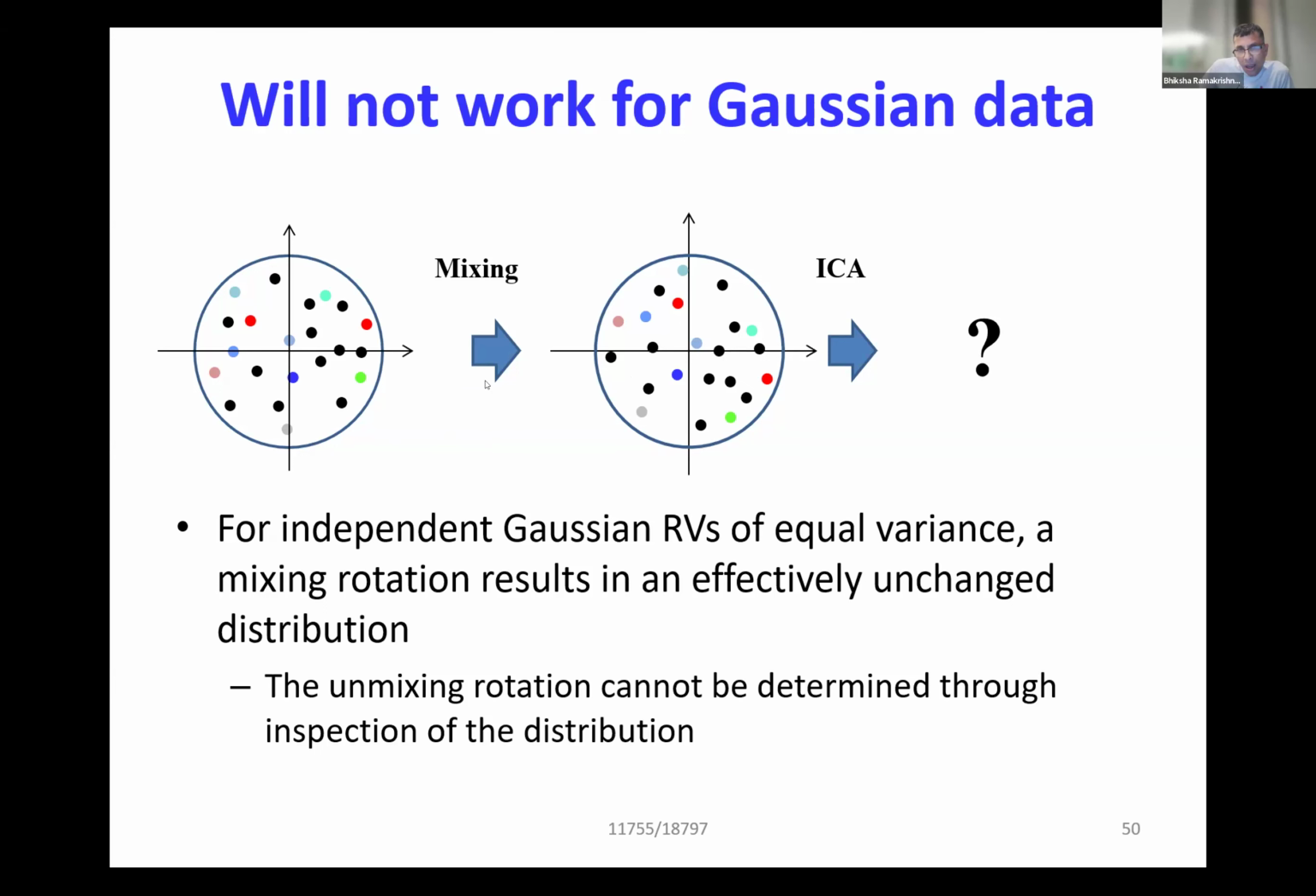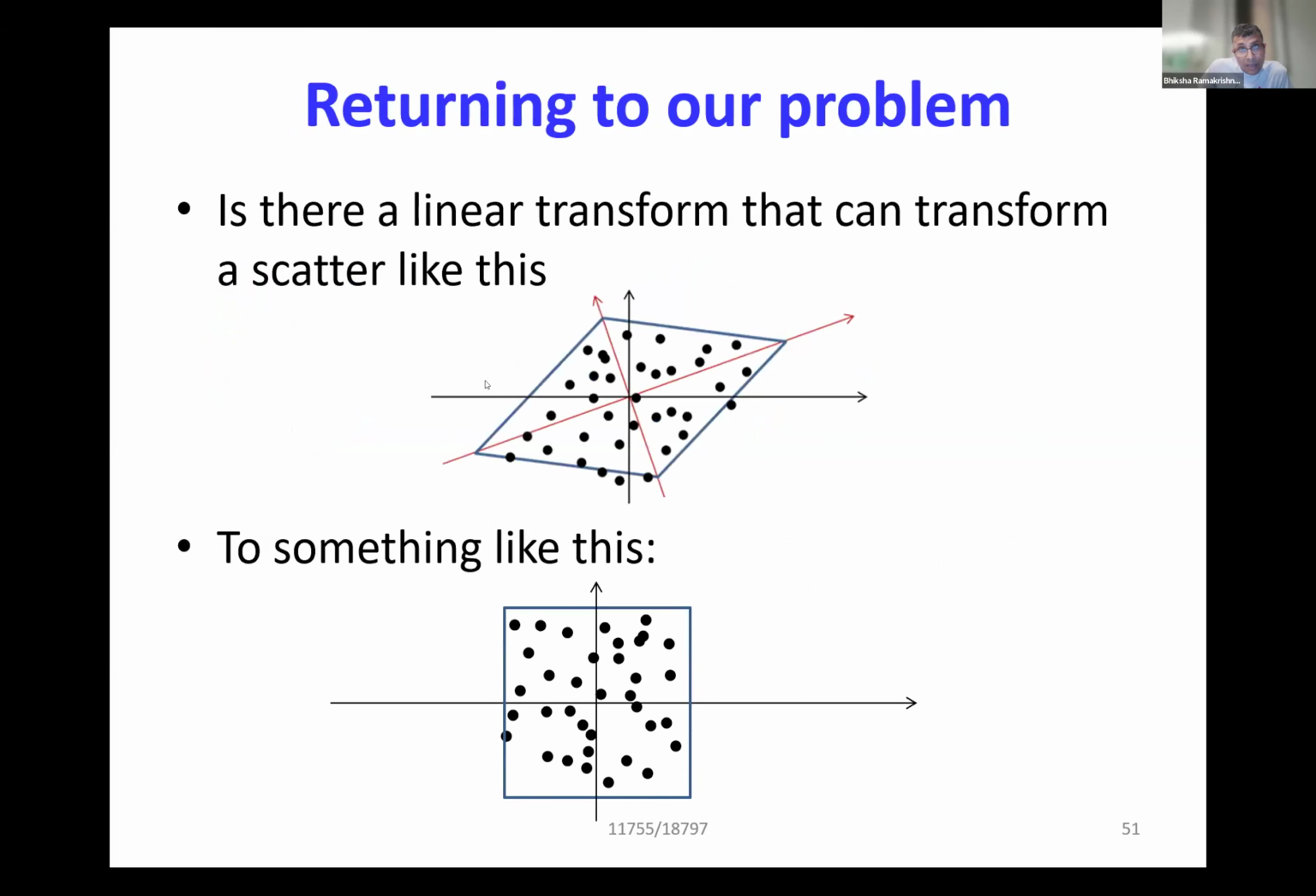So ICA doesn't work for Gaussian data. Keep that in mind. So here's our problem again. Is there a linear transform that can transform this scatter into something like this?